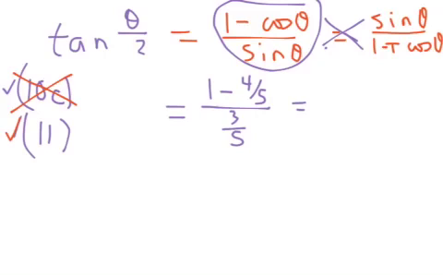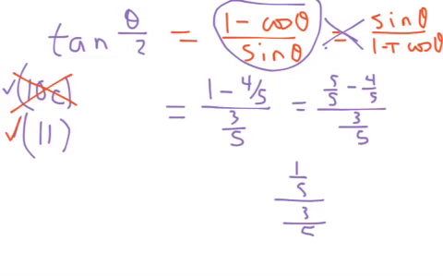I'm going to change this to 5/5 minus 4/5 over 3/5, which is going to be 1/5 divided by 3/5. And I think we've done enough of this to know that you can cross those out. So my answer is 1/3. And that would be it. Your other flip problems I'll do on another video.